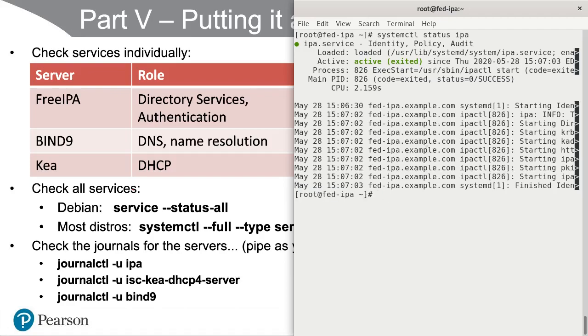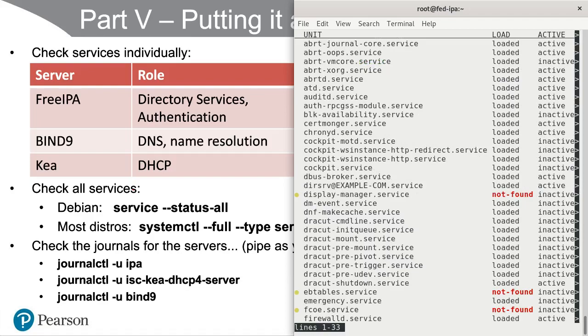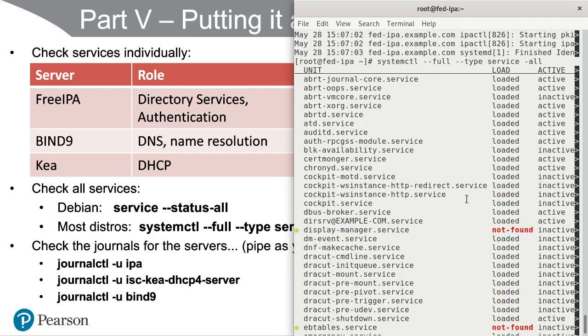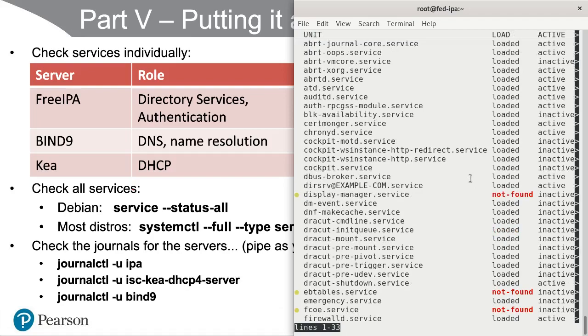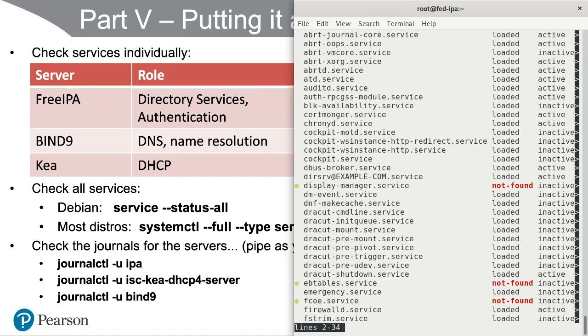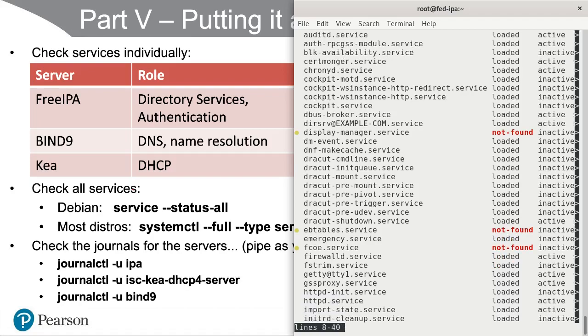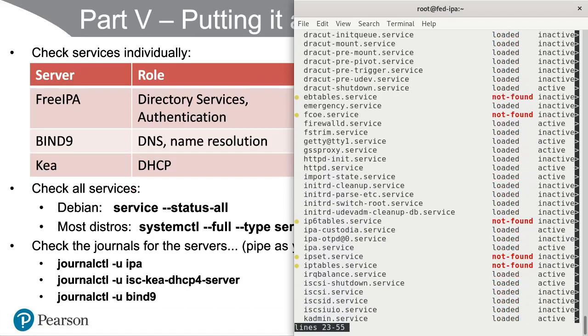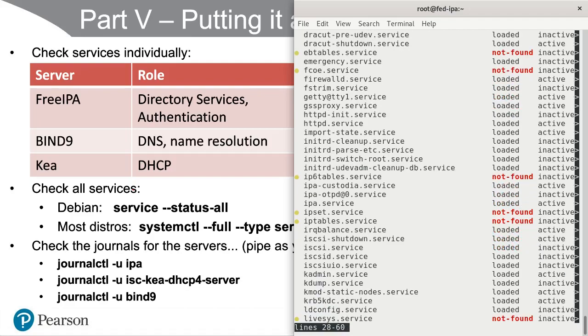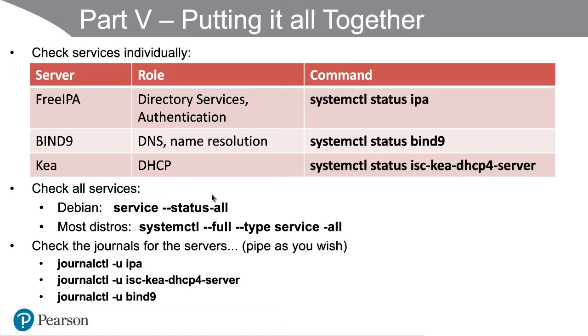It's kind of a long command, but that's systemctl --full --type service and then --all. And it'll show you everything that's active and inactive on that server. firewalld is active. Well, yes, we need that. IPA is active, and so on. So that's a nice command. journalctl is the command to find out more information about those.